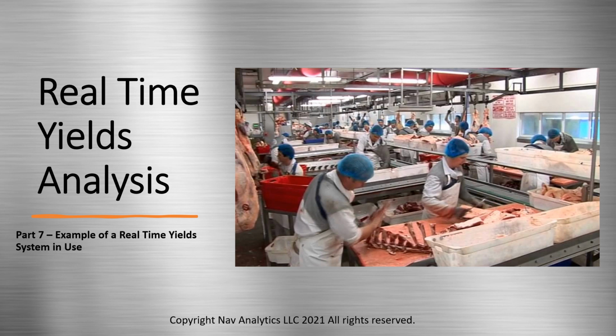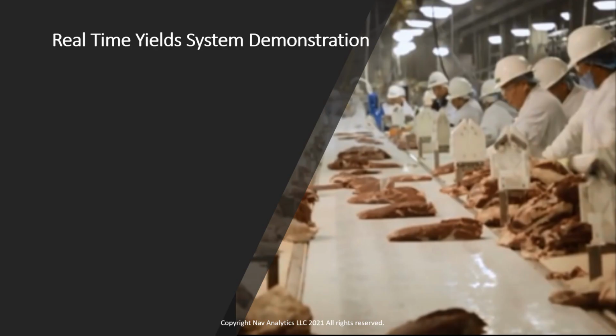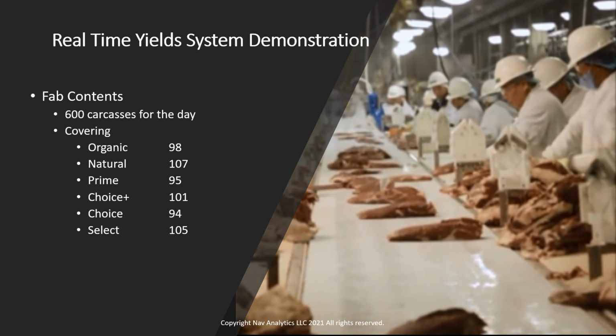Real-time yields analysis, part 7, example of real-time yield system in use. Real-time yield system demonstration. Our fab contents are going to be 600 carcasses for the day, covering organic, natural, prime, choice plus, choice, and select.